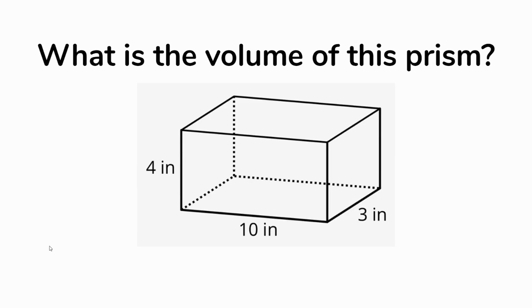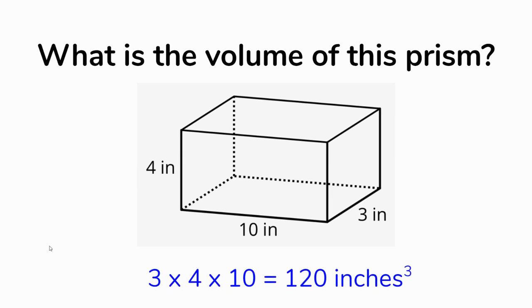And how about this one? And the answer to this prism, the volume, is 120 cubic inches. So again, 3 times 4 is 12, and then 12 times 10, that's powers of 10. When you multiply by 10, the number gets bigger by 1 place, so we're putting a 0 at the end to get that 120.